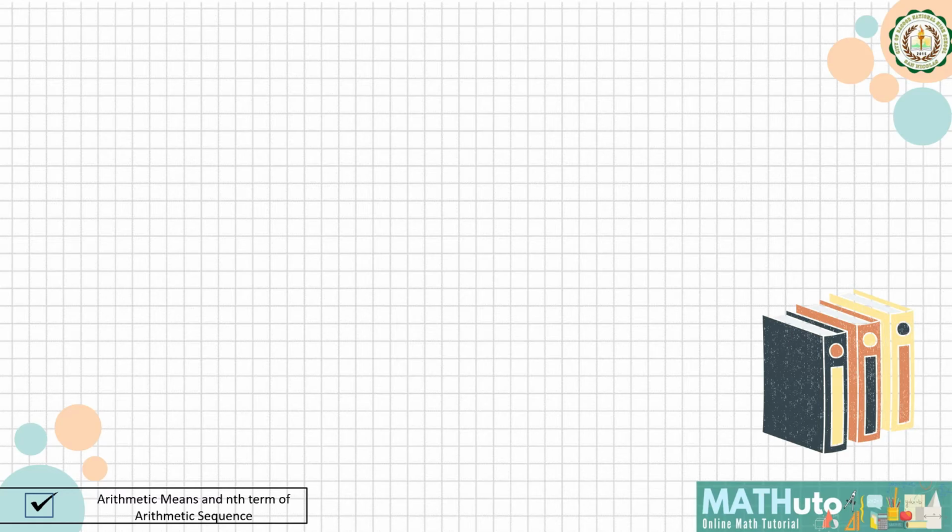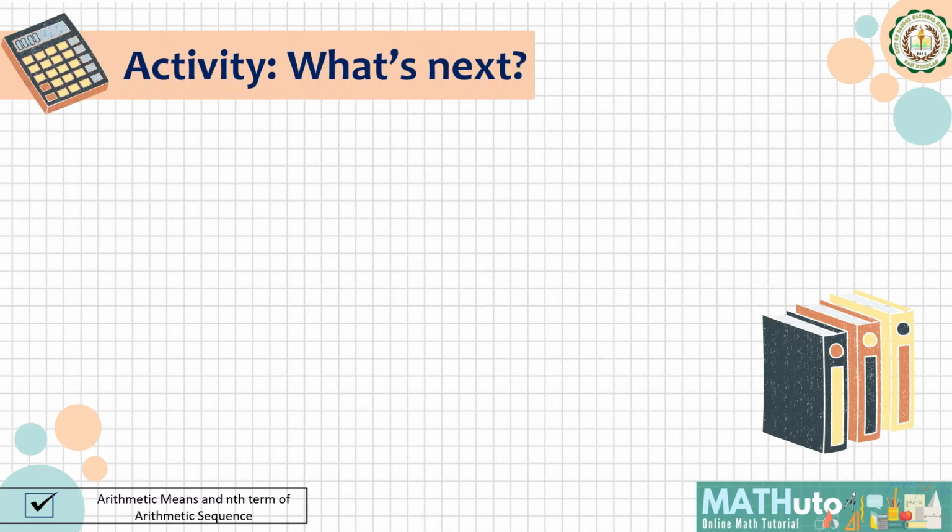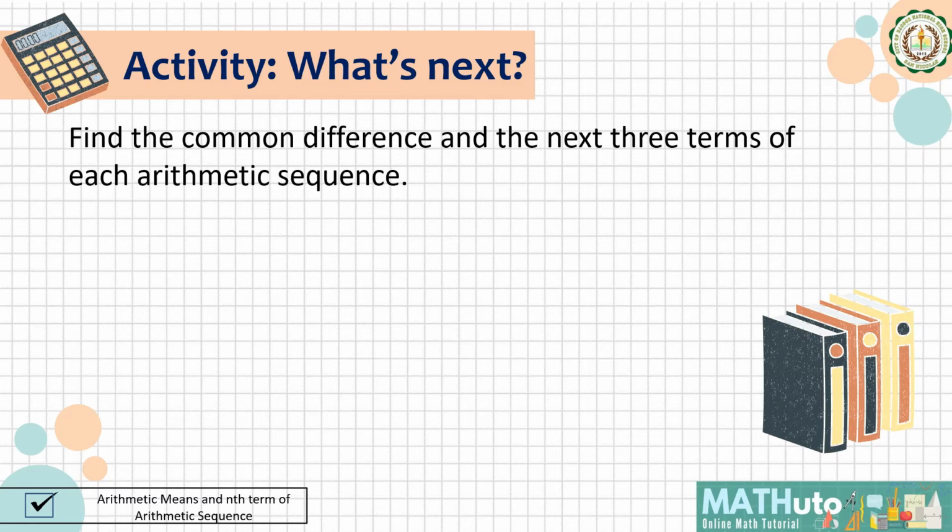To begin our lesson, let us have an activity entitled What's Next? You have to find the common difference and the next three terms of each arithmetic sequence. Number 1: 6, 10, 14. First, we have to get its common difference. And to find the common difference, we can subtract the first term from the second term.